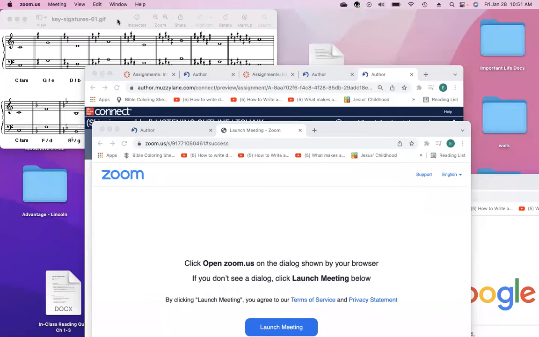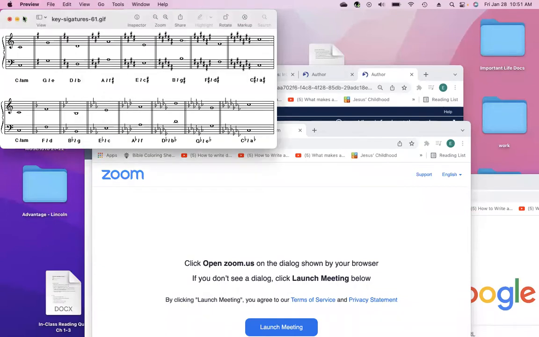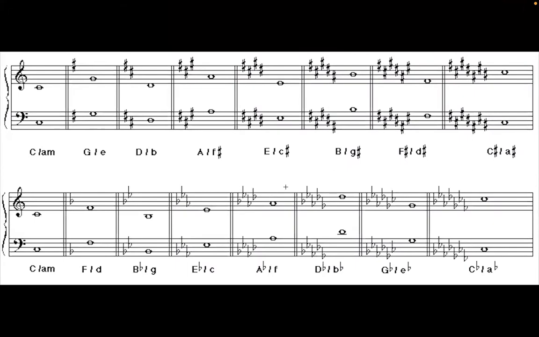Let's move on to key. I'm going to share my screen now so that you can see the chart I have of key signatures. Every piece is in a certain key. That is, it starts or ends on a certain note, a certain tonic. Let's look at this. Here is a chart of all the key signatures.